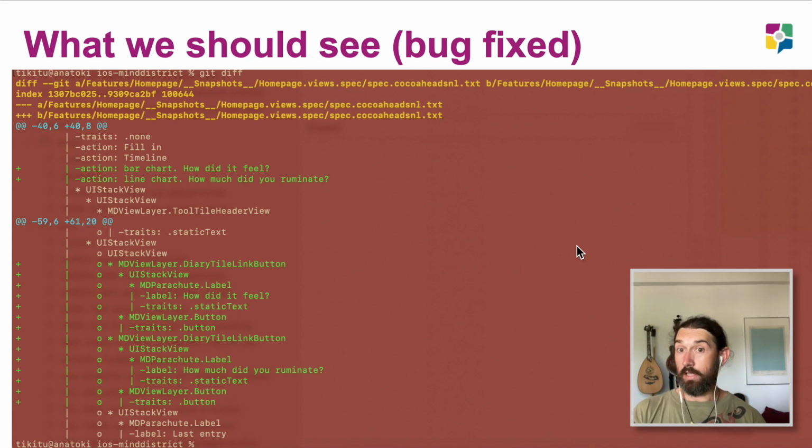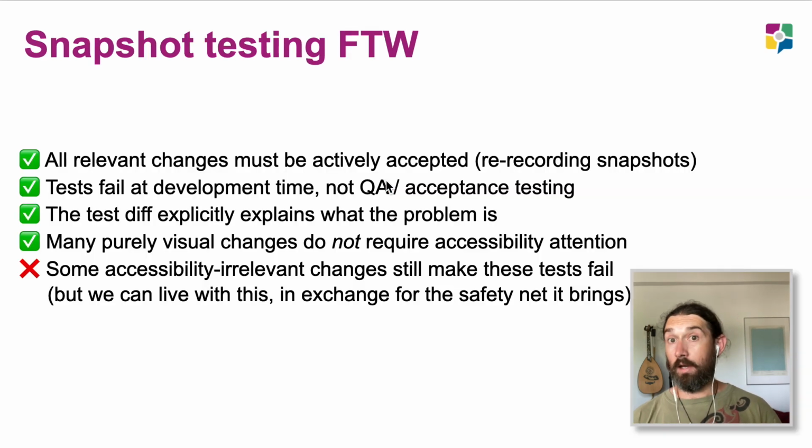So if I now save this file, add it to my pull request, push it off to Jenkins, and the test passes again, I'm also saying explicitly, I believe that this is the right way for this view to behave. I believe that this is acceptable VoiceOver support, and my job is now done. I like that a lot.